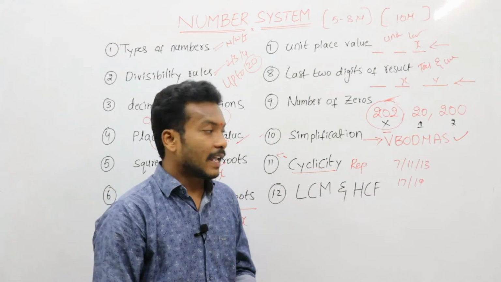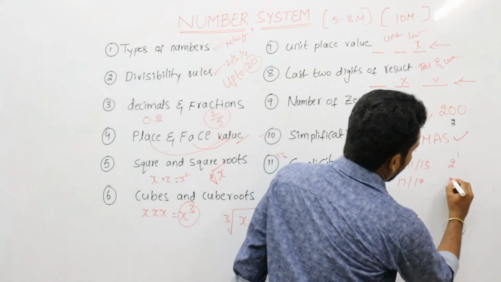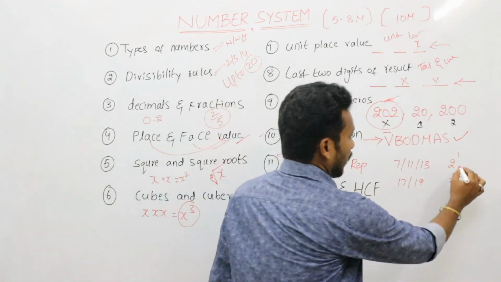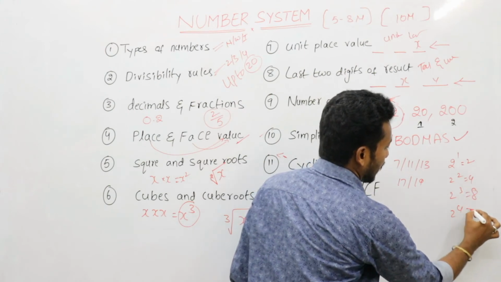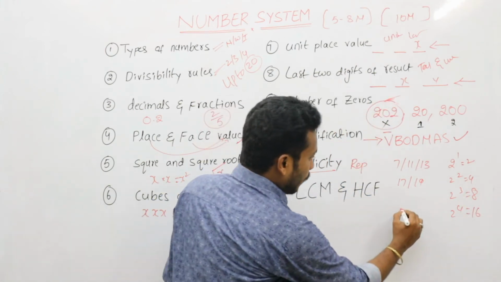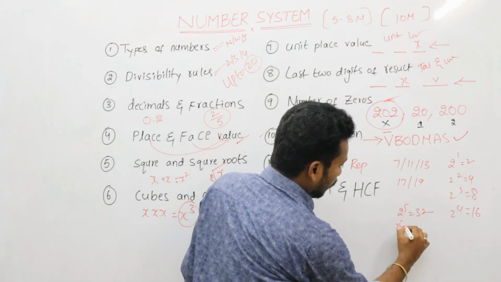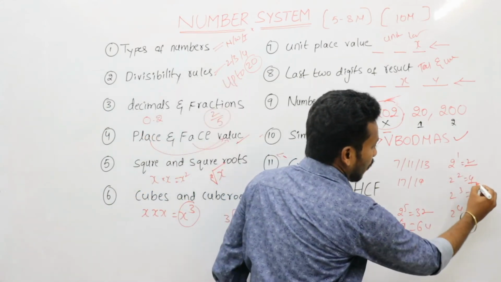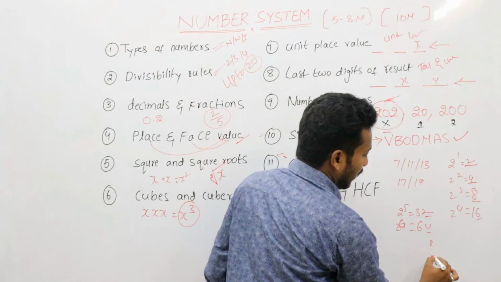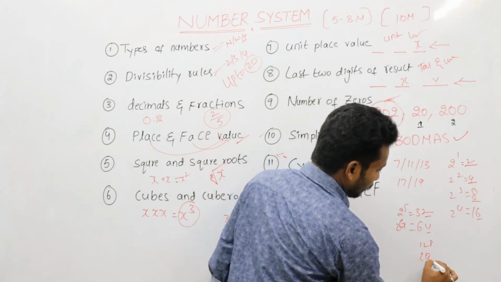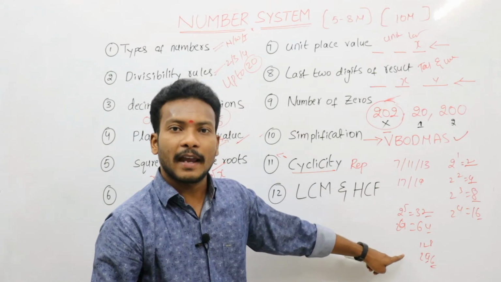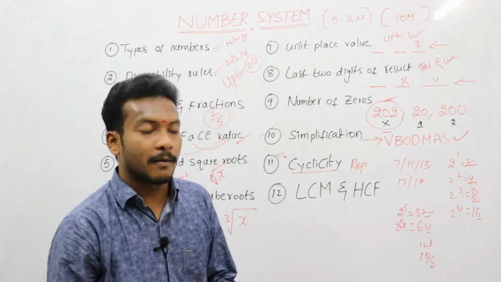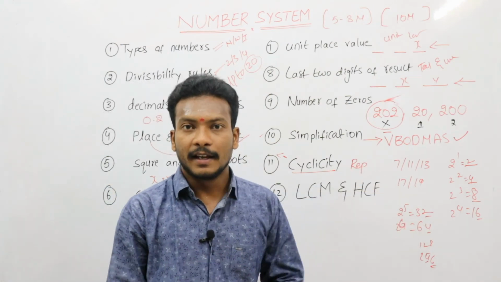That is cyclicity. Look here: 2 power 1, 2 power 2, 2 power 3, 2 power 4. 2 power 1 has units place 2, here it is 4, here it is 8, here it is 16. Then 2 power 5 is 32, 2 power 6 is 64. What are the units place numbers? 2, 4, 8, 6. Here also 2, 4, then 8, then 6. After every 4 powers the cyclicity is repeated, like that.